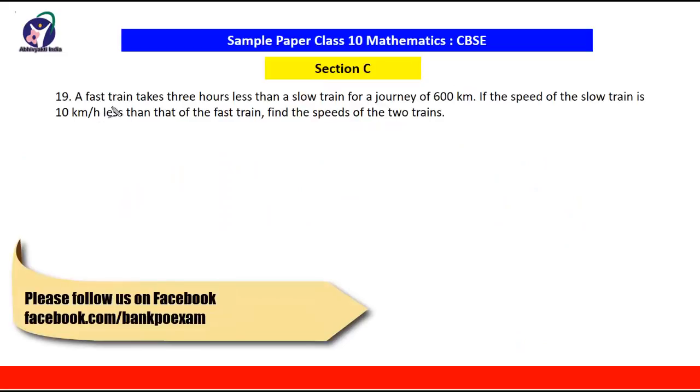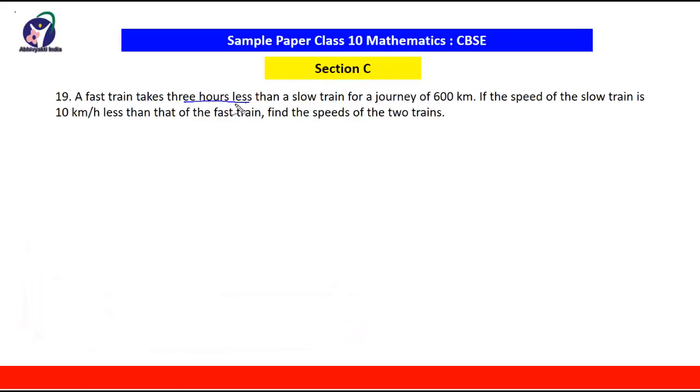Next question is, a fast train takes 3 hours less than a slow train for a journey of 600 km. If the speed of the slow train is 10 km per hour less than that of the fast train, find the speeds of the two trains. Here it is given that there are two trains, one is a fast train and another is a slow train, and the difference in the time taken by the fast train and the slow train is 3 hours. And therefore the total journey given is 600 km and we have to find the speeds of the two trains.